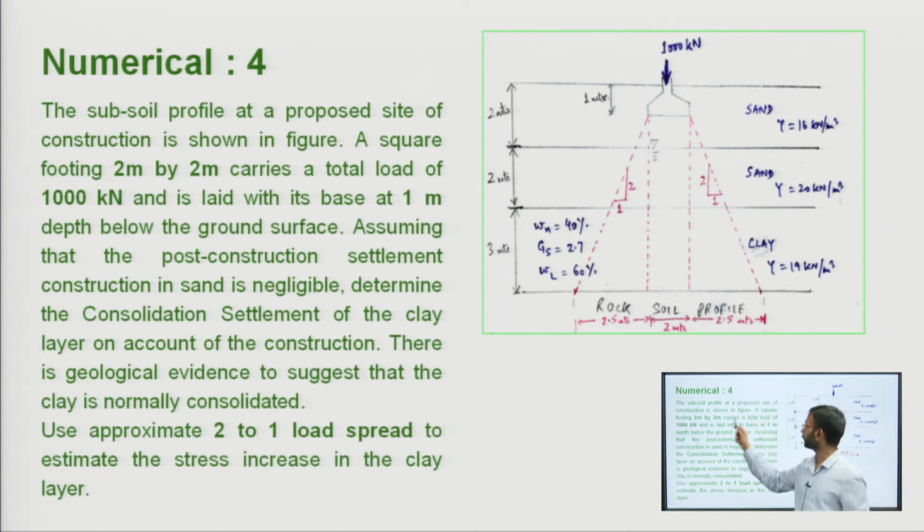A square footing 2 meter by 2 meter carries a total load of 1000 kilonewton and is laid with its base at 1 meter depth below the ground surface. Assuming that the post construction settlement in sand is negligible, determine the consolidation settlement of the clay layer on account of the construction. There is geological evidence to suggest that the clay is normally consolidated. Now, you have to use approximate 2:1 load spread to estimate the stress increase in the clay layer.